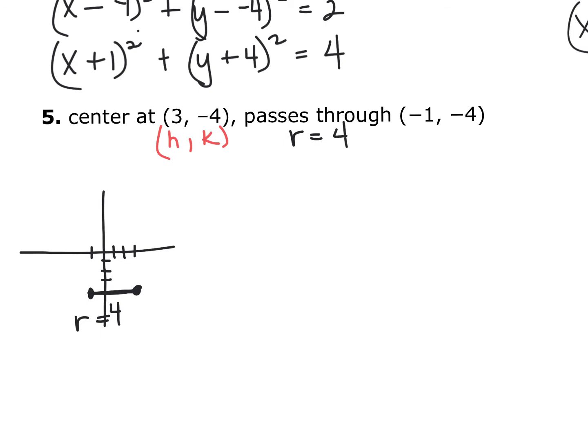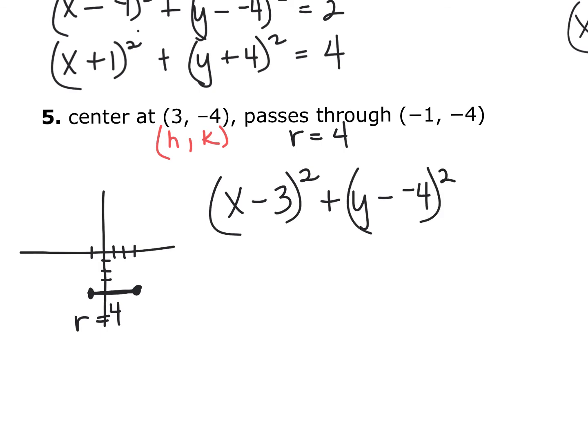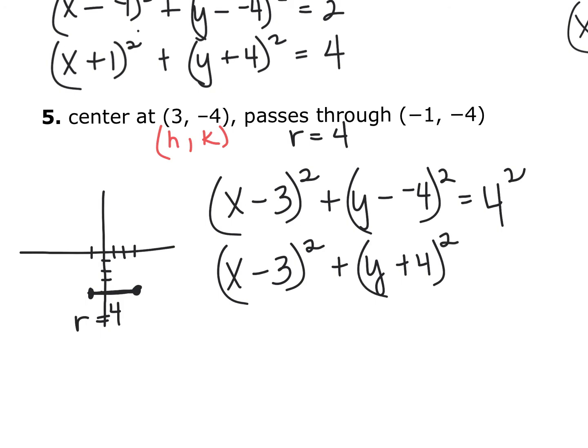And now we can just write our equation. So we'll plug it into our formula. x minus h, h is 3, plus y minus k, and the k is −4, squared, equals our radius squared. And rewrite by simplifying: (x − 3)² + (y + 4)² = 16.